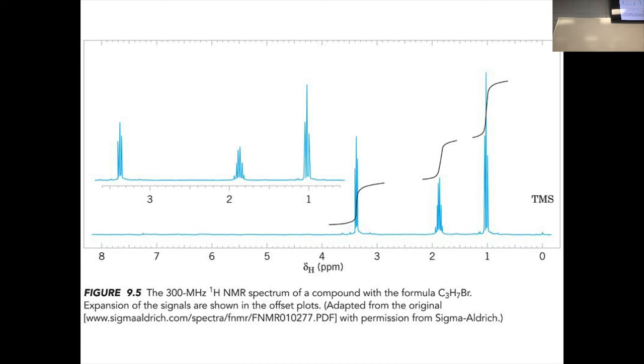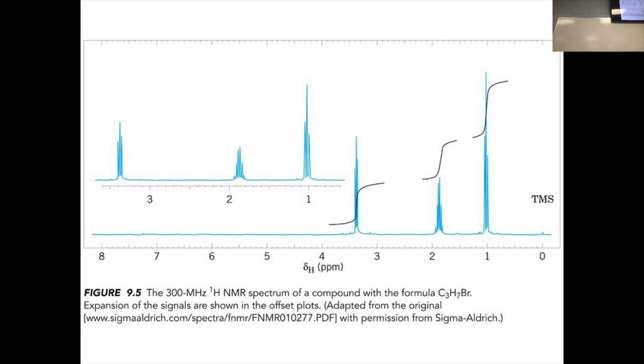Yes, it's going to have 2 neighbors. Maybe, because it's toward the left and so far downfield, it probably also contains the bromine. Yeah, so you can put that piece together. So you can write all that information about that peak.